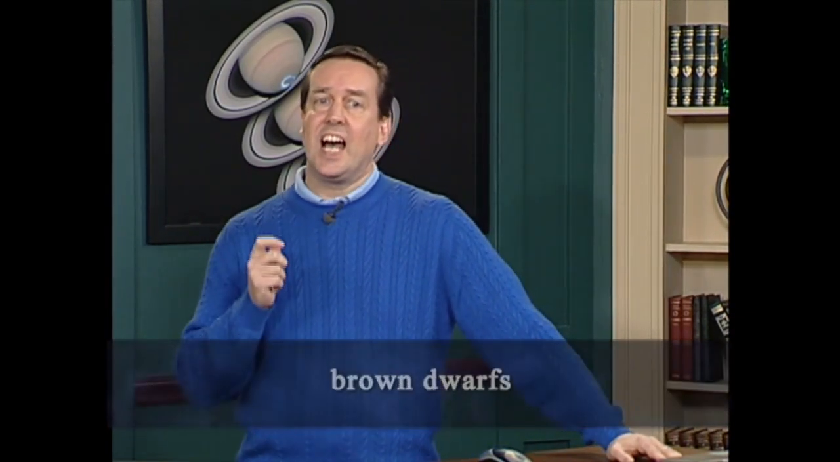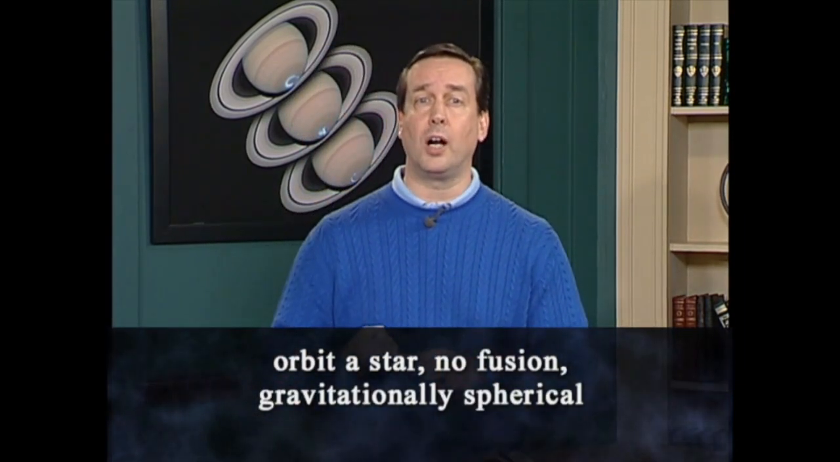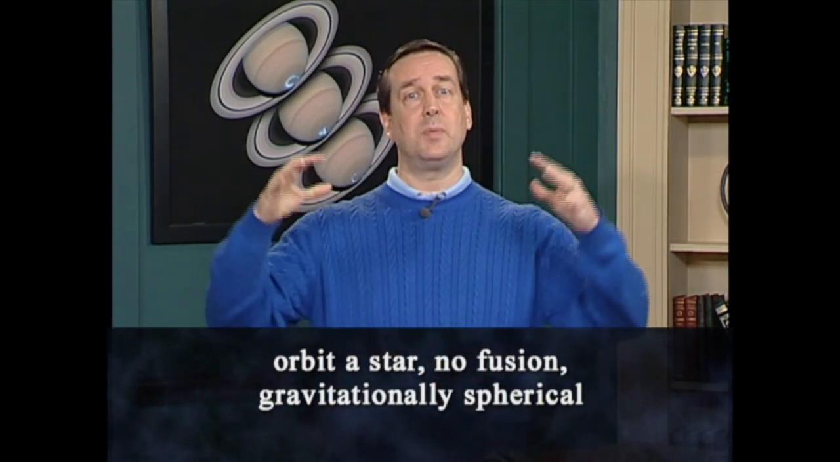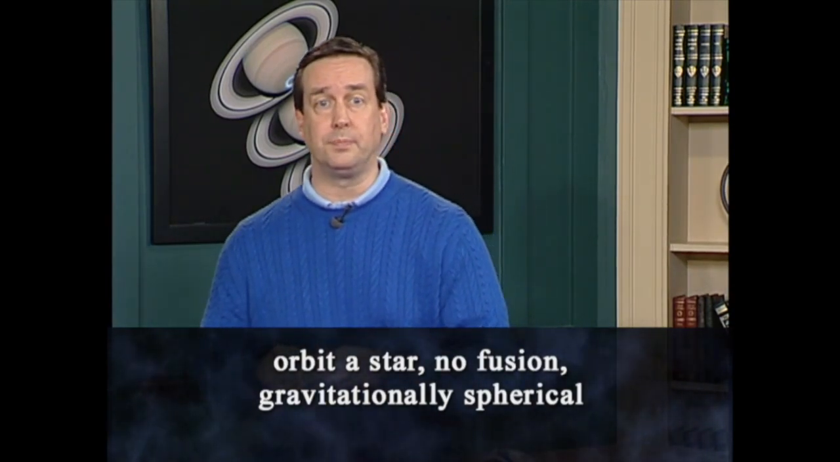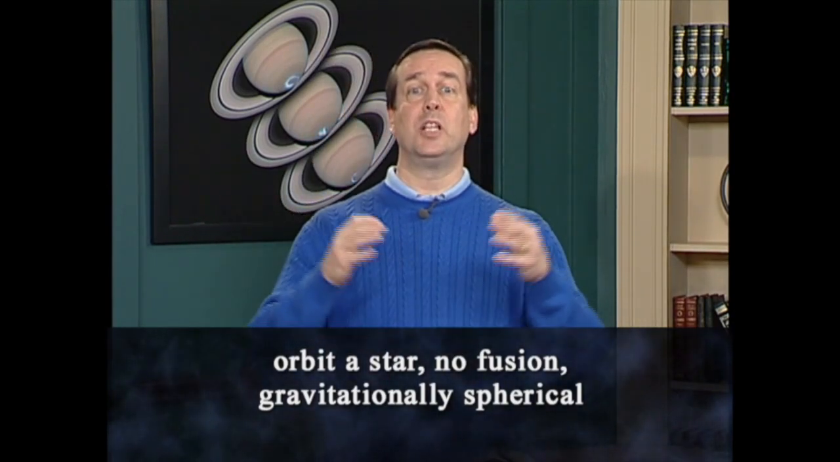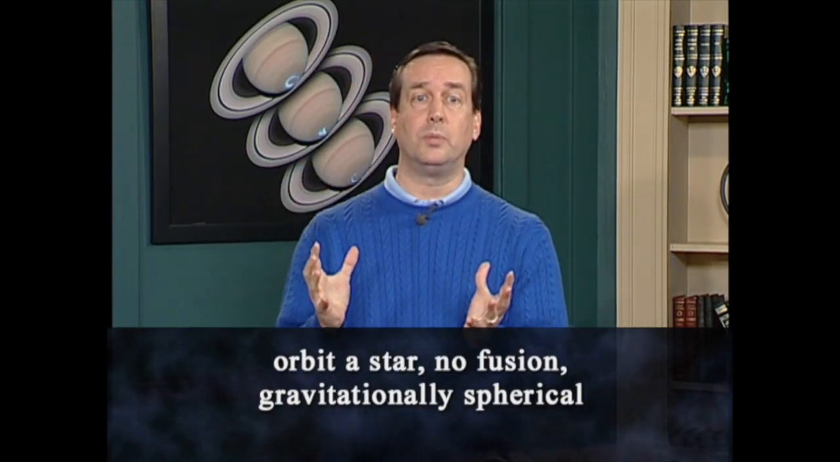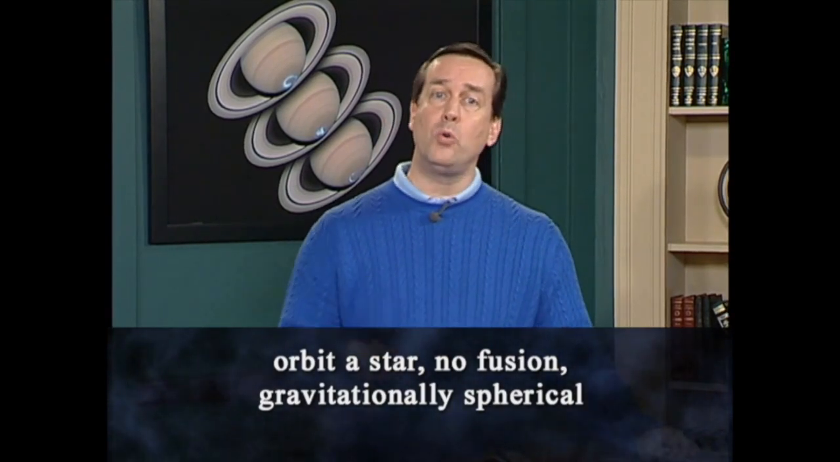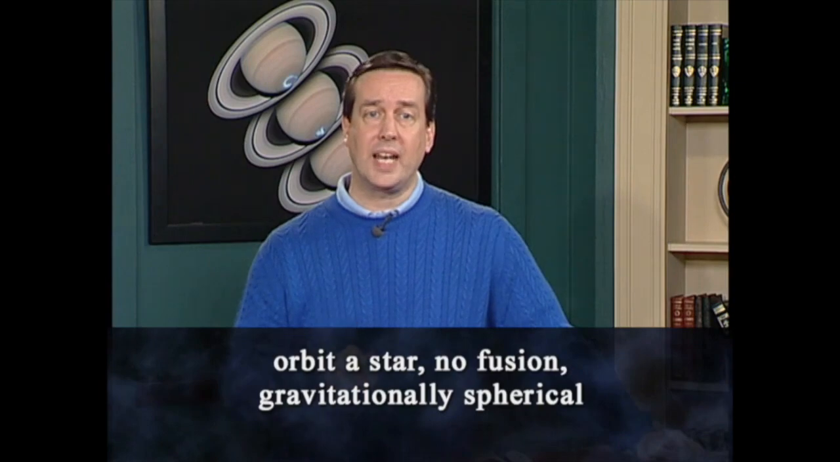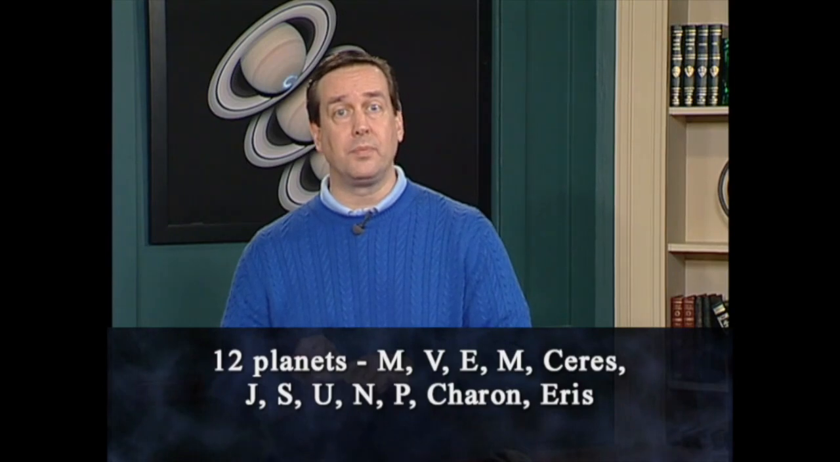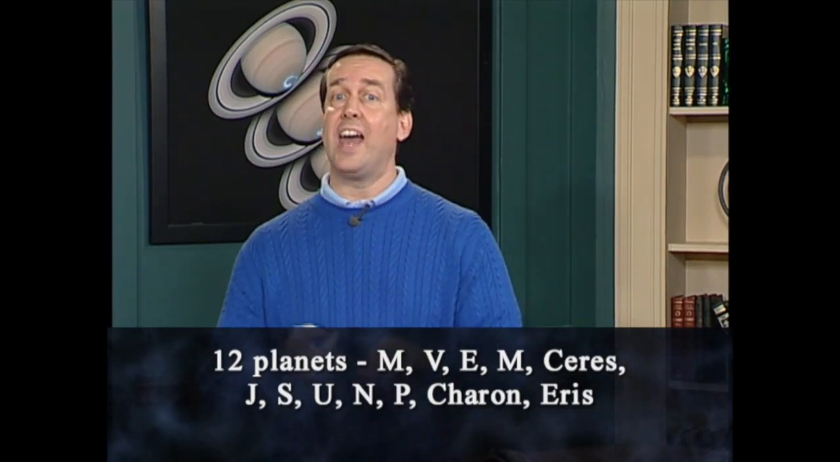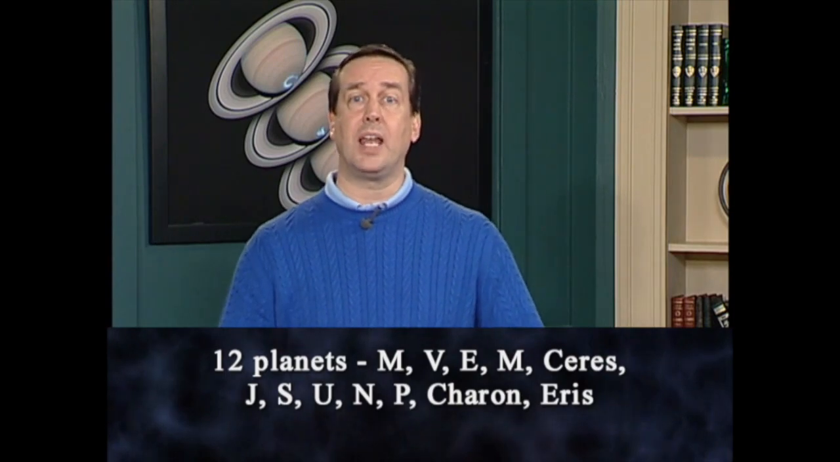So, the initial proposal at the IAU of how to define a planet was this. First, it has to orbit a star. Second, it has to be small enough that it avoids any type of fusion, deuterium fusion or hydrogen fusion. Third, it has to be large enough for gravity to make it spherical. In that proposal, they defined 12 planets, taking the usual 9, adding in Charon as a planet, adding in Eris as a planet, and also reinstating Ceres as a planet.